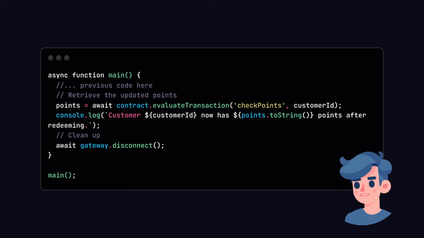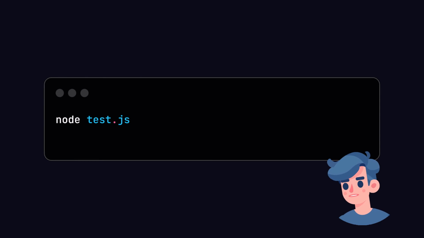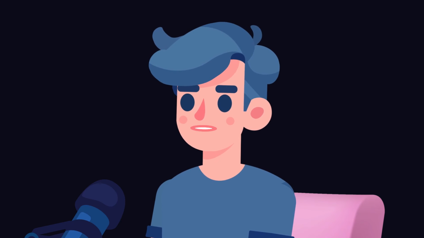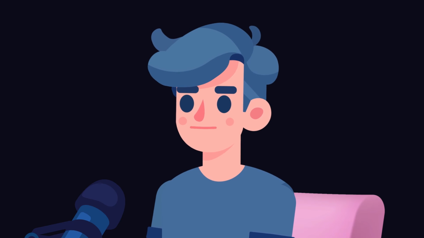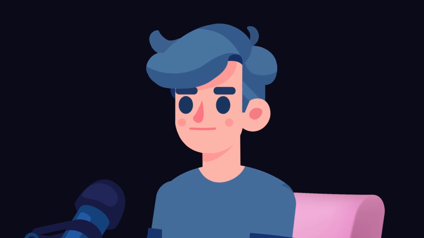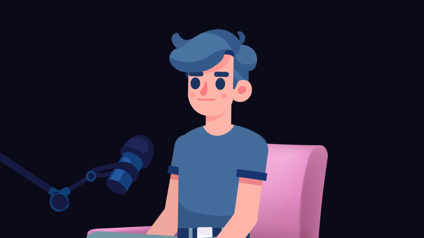Make sure to adjust permissions in your network configuration if you encounter any access issues. After implementing our test methods, execute the test script using Node.js. Run this command in your terminal. If everything was set up correctly, you should see logs indicating points have been added, checked, and redeemed successfully. Congratulations! You have created a simple blockchain-based loyalty program.